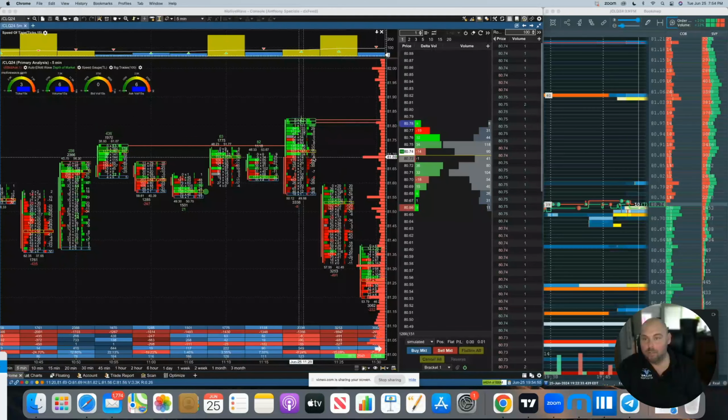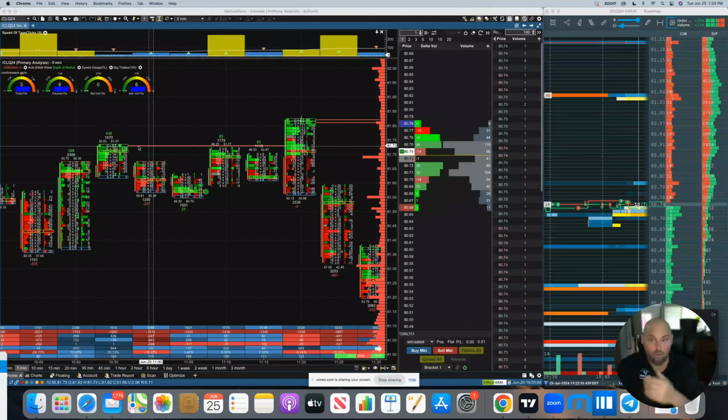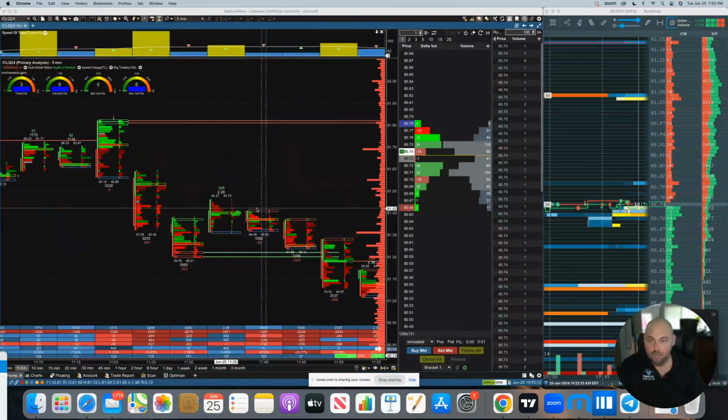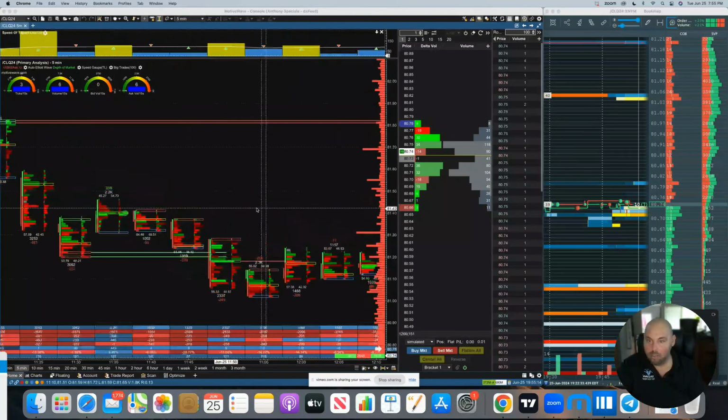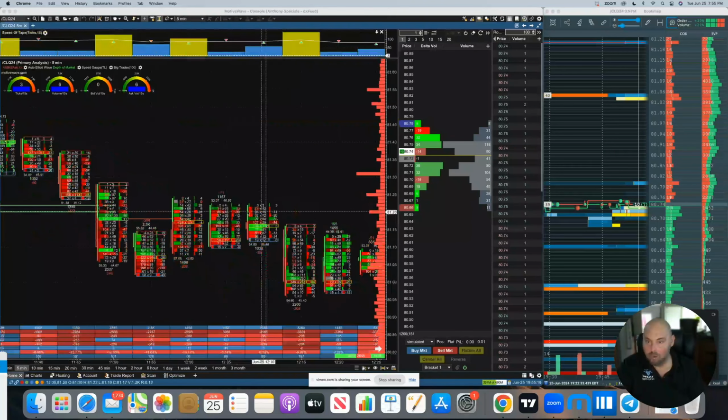All these net buyers were trapped. And guess what? When their order got filled, right, it only accelerated the move lower. When their stop orders got filled, look what happened. The market pushed much, much lower.